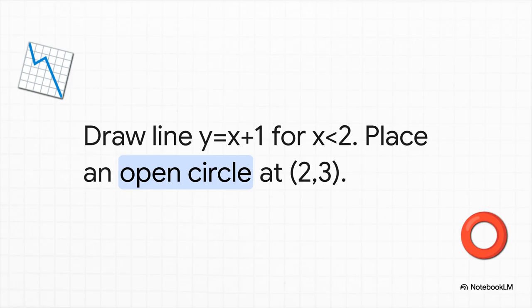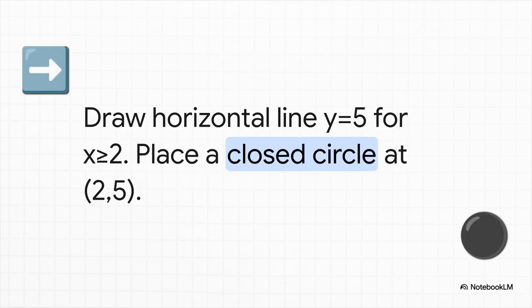Now, what happens exactly at that boundary? Well, since our rule is strictly less than 2, the number 2 itself is not included. Therefore, we place an open circle right at the coordinate point 2, 3. Why 2, 3? Well, because if we could plug 2 into x plus 1, we'd get 3. So the line goes right up to that exact spot, but we leave the circle empty to show it's not actually included. Let's move on and see how this builds with step 2.